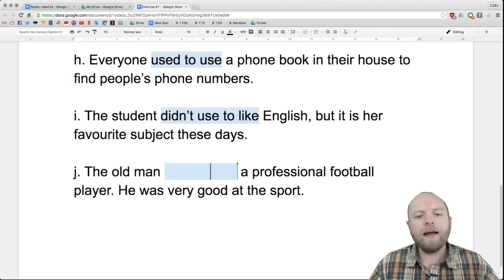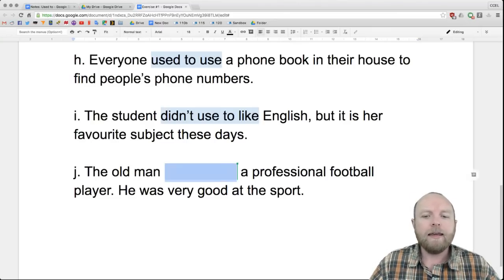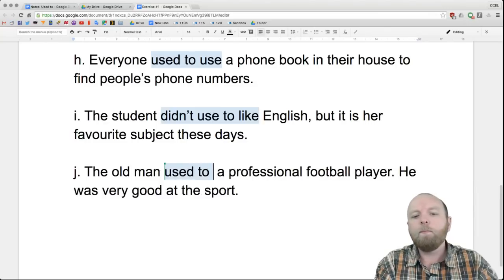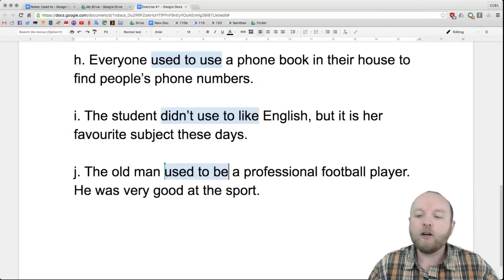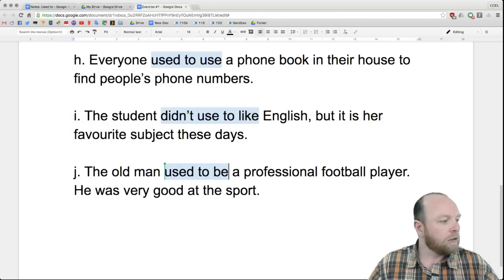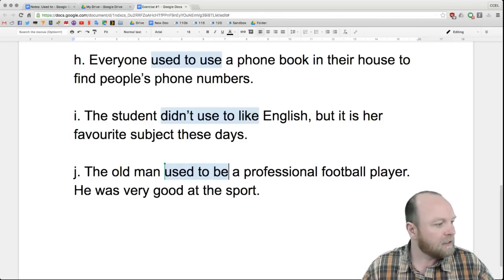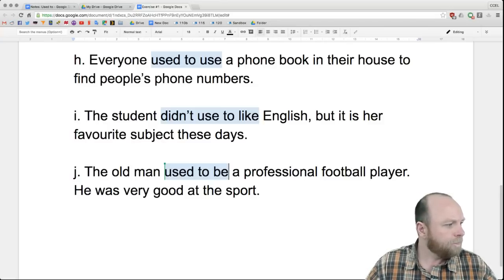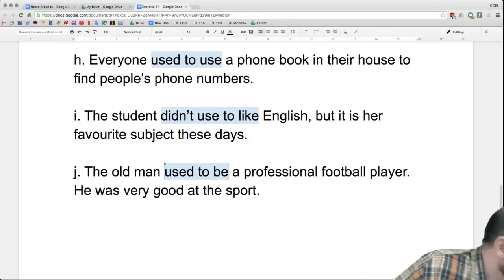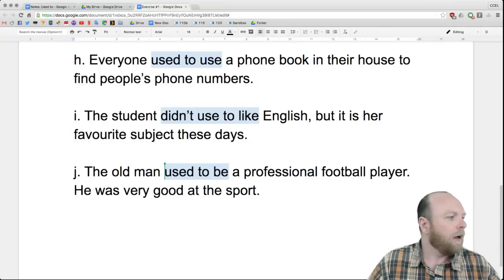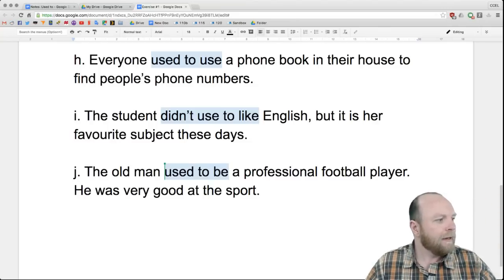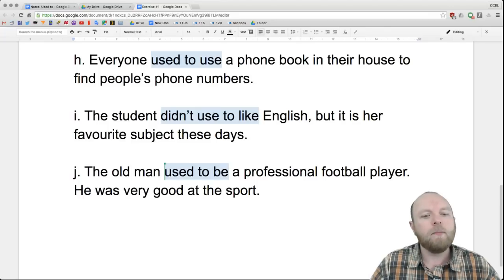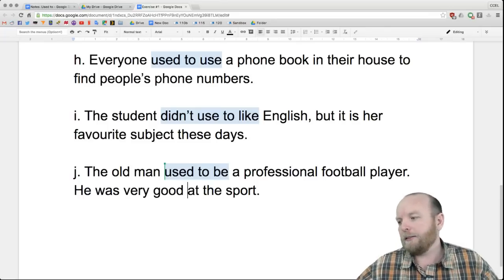The old man, this one's easy, right? He used to be a professional football player. He was very good. Okay, so Rizvana, yes. Paul, yes. Good job. Yeah, it looks like Erdogan. Erdogan, let me just look. Okay, Erdogan, maybe. Yeah, Marianne, yes, very good. Artur, good job. Okay, guys.